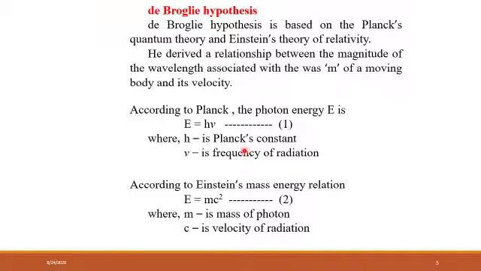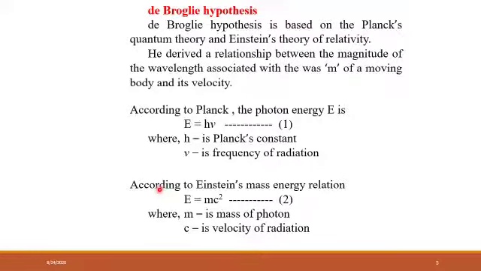Now the next article, de Broglie's hypothesis. This hypothesis is based on Planck's quantum theory and Einstein's theory of relativity that we have studied earlier. He derived a relationship between the magnitude of the wavelength associated with the mass m of a moving body and its velocity. We know that according to Planck, the photon energy E is given as E is equal to h nu, where h is Planck's constant and nu is the frequency of radiation.